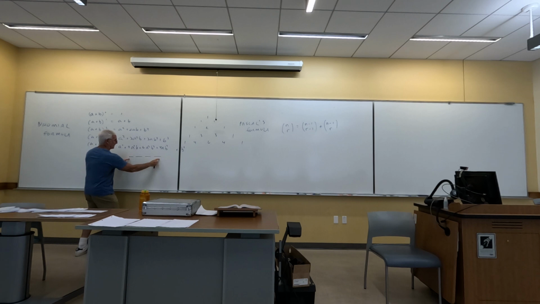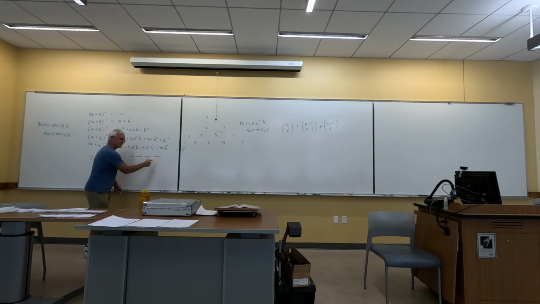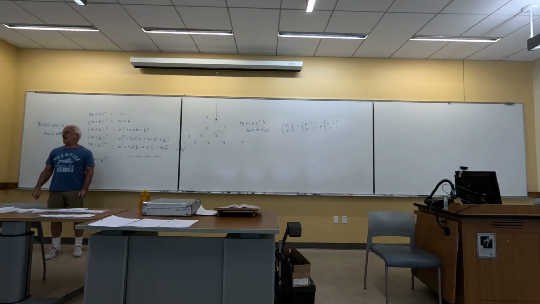1, 2, 3, 4, 5, 6. How many ways can I do 1 A and 3 B's? Well, there's 4 places I could put the A, and how many ways could I go no A's at all and 4 B's? One way.